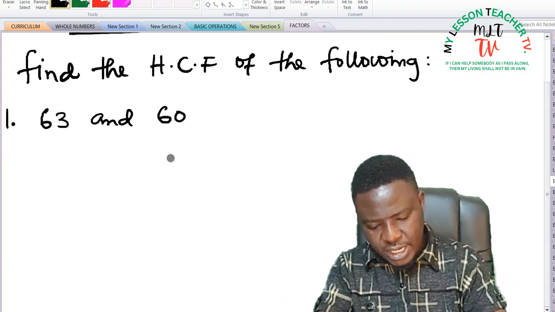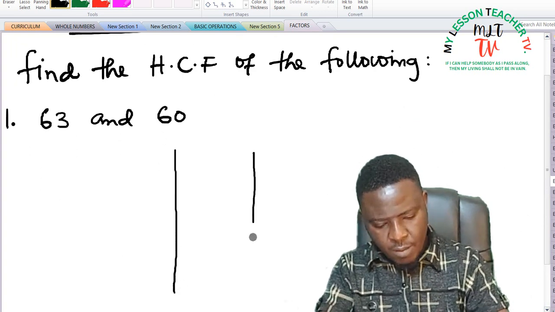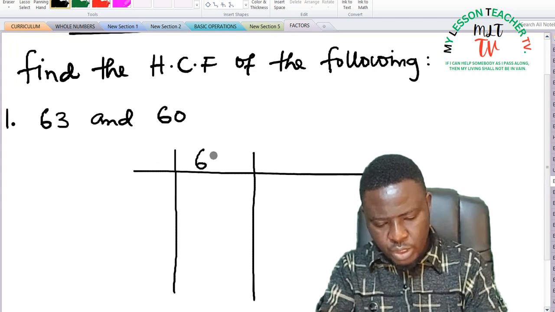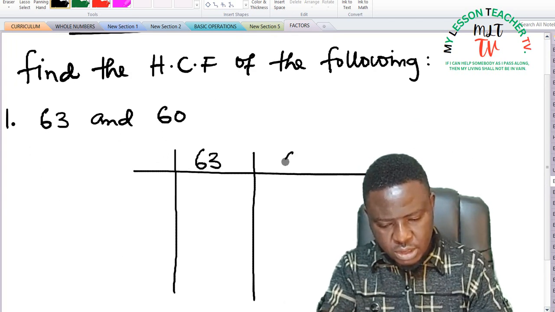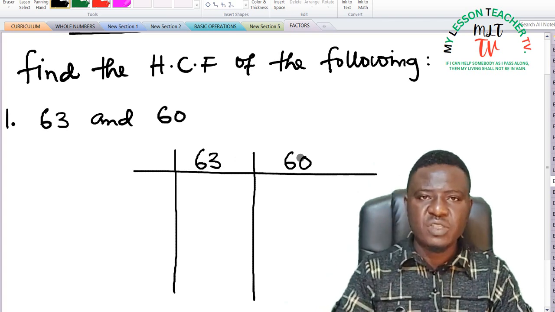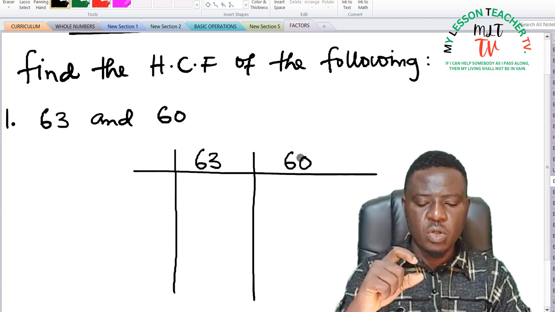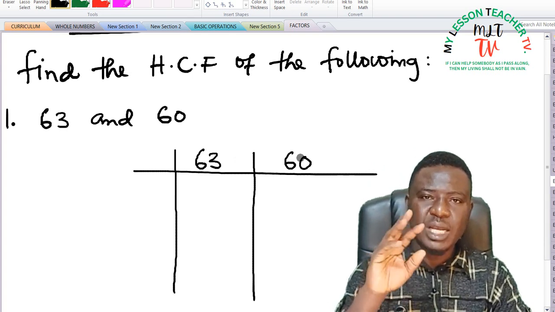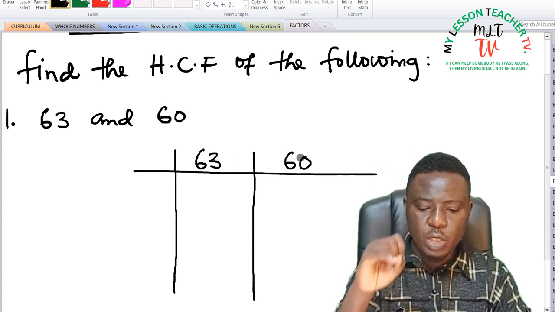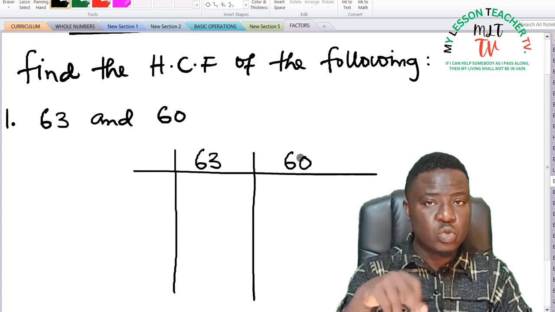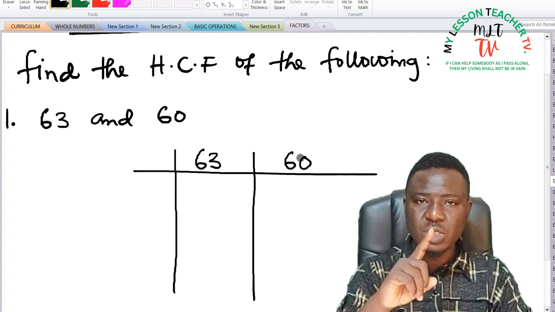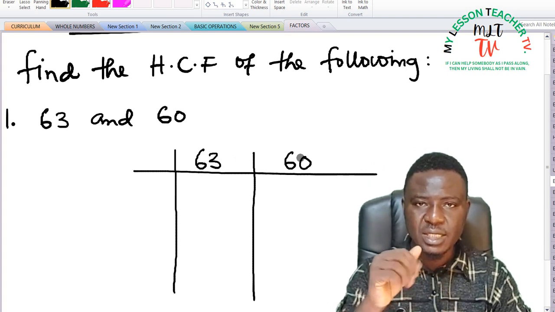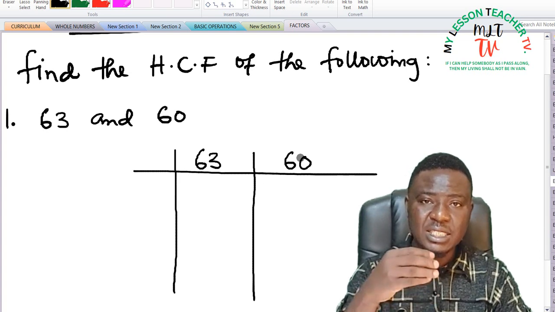So in getting the HCF, I'm going to use the advanced prime factorization, which will include all the numbers 63 and 60. Thereafter, I'm going to look for a common factor between 63 and 60. I will start with the list. Can 2 divide? 2 can divide 60, but 2 cannot divide 63. So 2 is not a common factor of 63 and 60. What about 3? Yes, 3 can divide both 60 and 63.